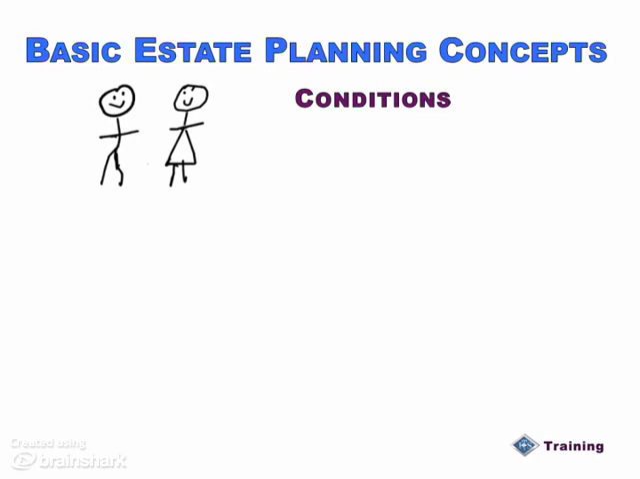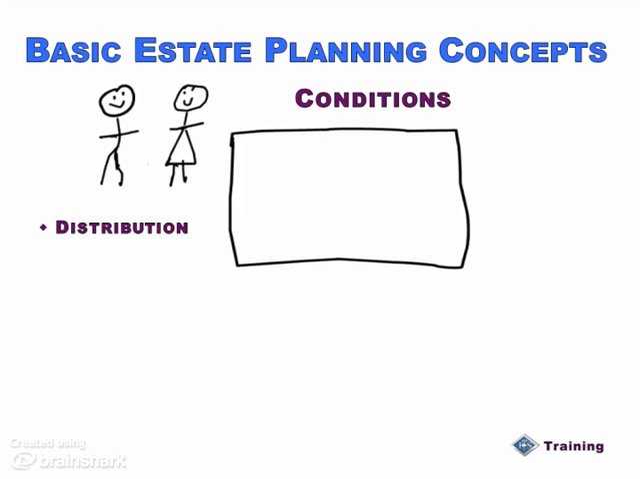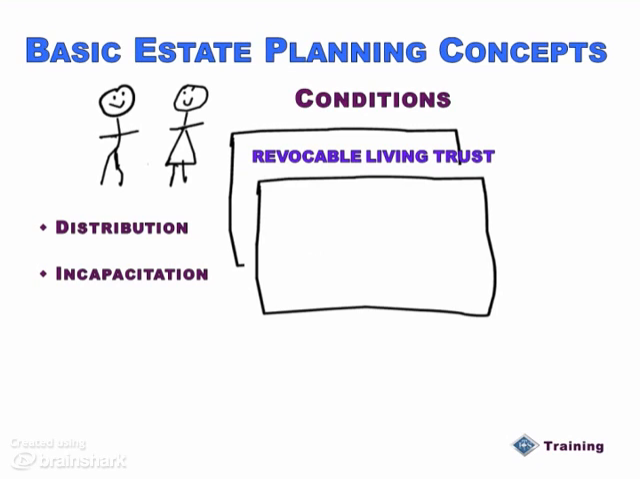Let's look at some other conditions that could apply to you and what documents are usually used. First of all is distribution issues. We've already seen that the Revocable Living Trust has the capacity to handle multiple conditions that might arise in the distribution process. Next would be incapacitation. The durable powers of attorney are designed to select a person to act on your behalf to make decisions if you become incapacitated.